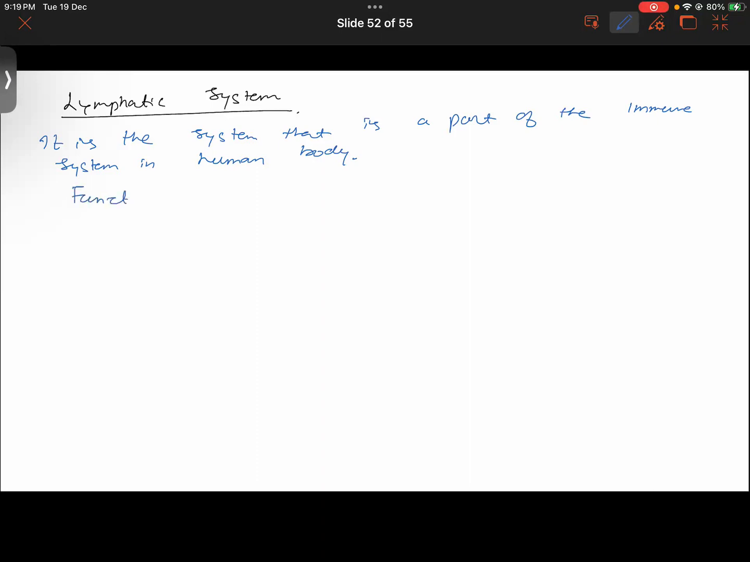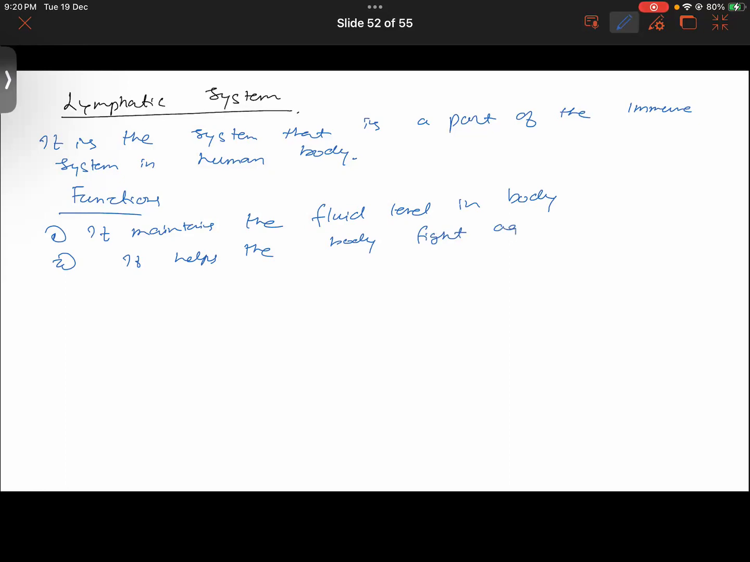What are the functions performed by the lymphatic system? So the functions are as follows. First, it maintains the fluid level in the body. Second, it helps the body fight against infections. There will be several organs involved in it. So it helps the body fight against infections and helps maintain the fluid levels in the body.